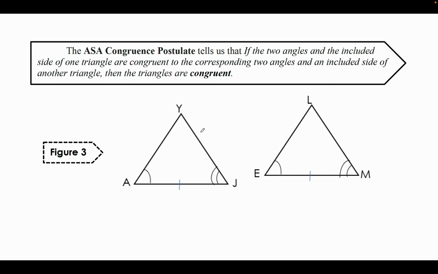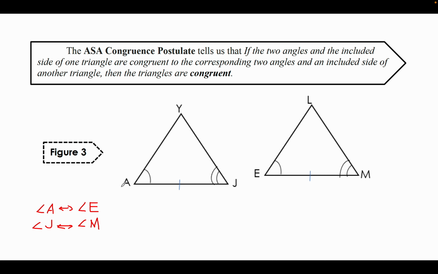Okay. So we have here triangle AYJ and triangle ELM. So what are the two angles that correspond to another two angles of another triangle? So we have here angle A. Let me answer this first. Angle A here corresponds to angle E here. Then angle J corresponds to angle M. So try to look at the markings.